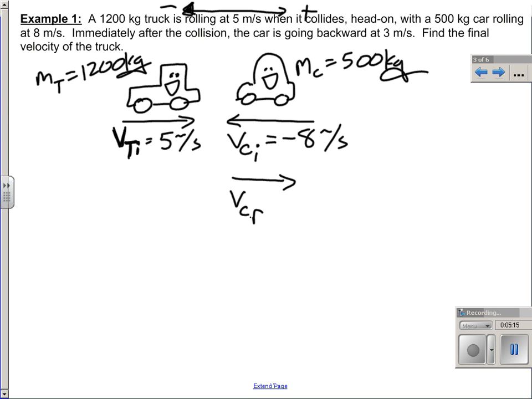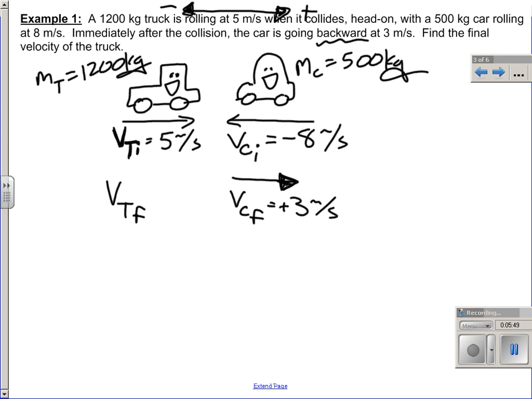So here's the velocity of the car final, meaning after the collision. It's 3 meters a second, and you've got to be careful here. A lot of people look at this and they see the word backwards and they think, oh, it's got to be negative. But based on my drawing, backwards is actually in a positive direction, right? Because it's going to the right, and right is positive. So that's actually positive 3 meters a second. All right, and our goal is we're trying to find the velocity of the truck final. Okay? So that's everything that we know.